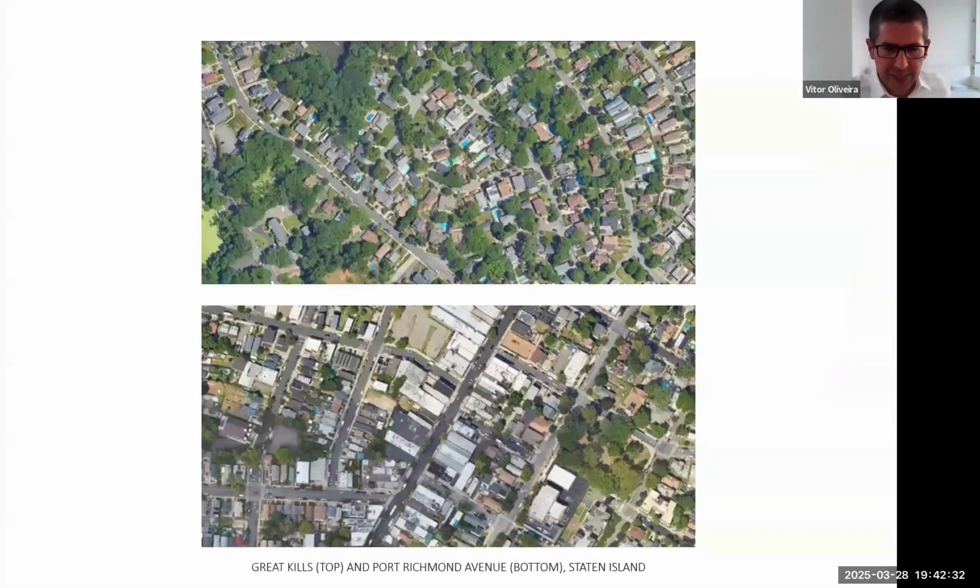So once again, to show that when we look into the boroughs, we can distinguish differences, and even in a place such as Staten Island, that is mostly dominated by the type of urban landscape that you see on the top, if we look well, we find one or two streets like this one that we find on the bottom part of the slide.